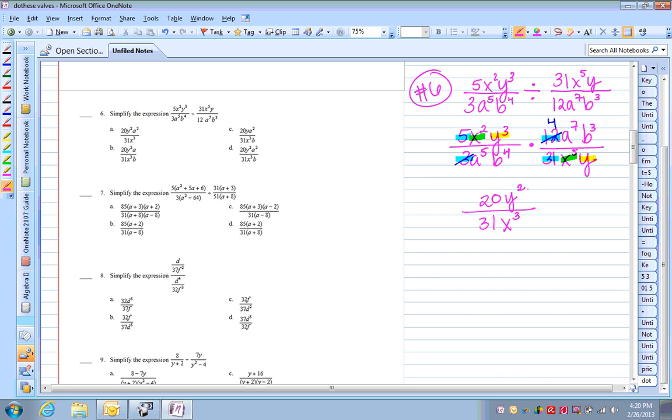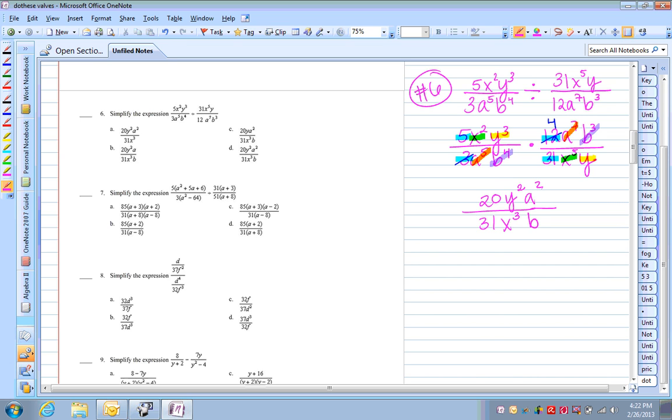Okay, now we need to look at our a and b. I have 7 a's on the top and I have 5 a's on the bottom. So the top wins out by 2. So we write a to the second power on the top. And when I do my b's, I have a b to the fourth on the bottom and a b to the third on the top. The bottom wins out by 1, so 4 b's on the bottom beats out 3 b's on the top. So we write it as b to the first on the bottom.